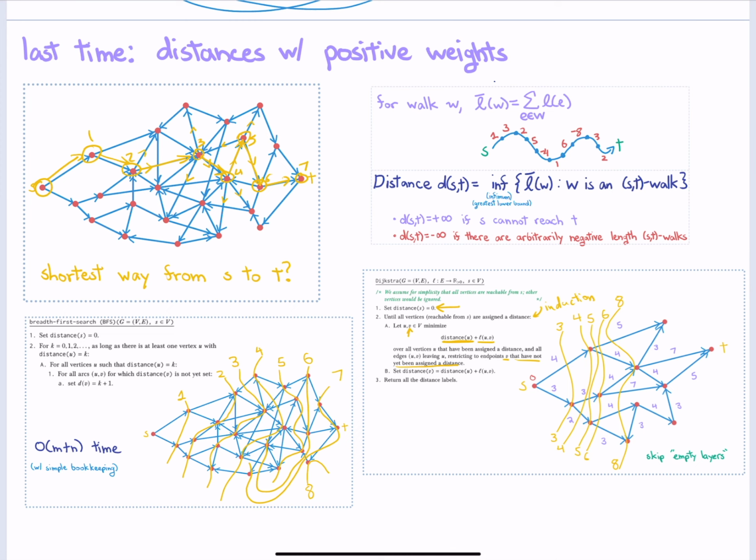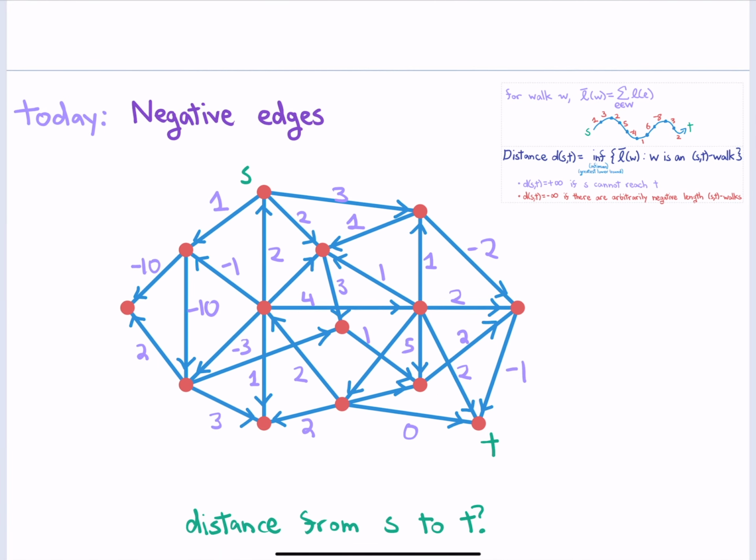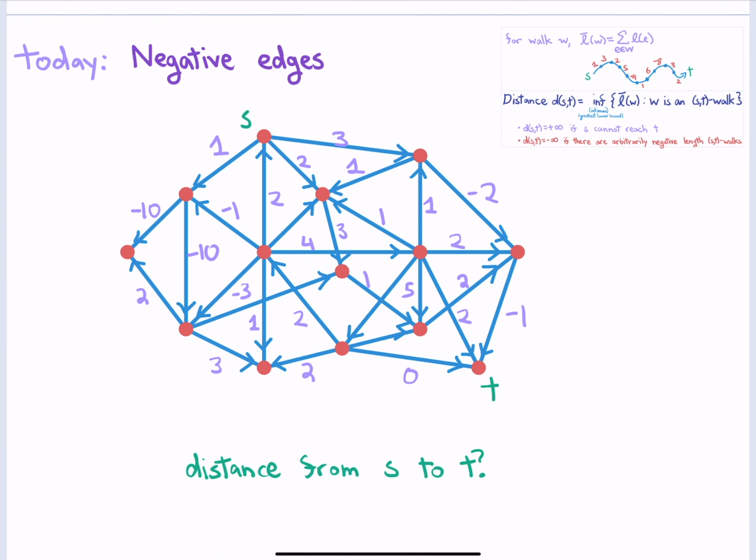My guess is that many of you have seen most of these algorithms in some way or form before. But a big thing in last time's class was that all the edge lengths, or even in the unweighted case implicitly, were positive. So today we're going to remove that assumption, explore some of the consequences and nuances. So, right, I want to just incorporate negative edges.